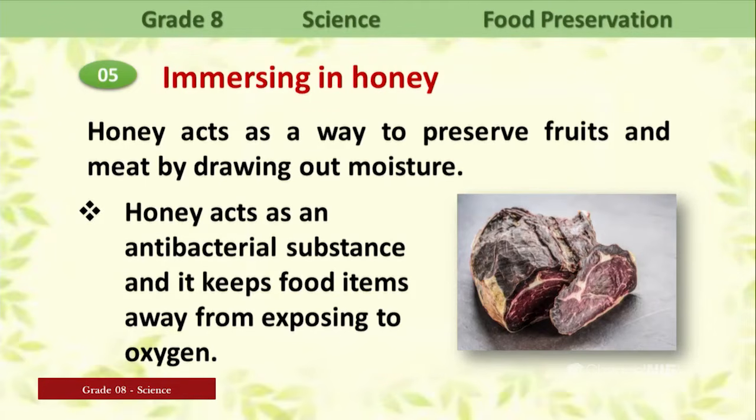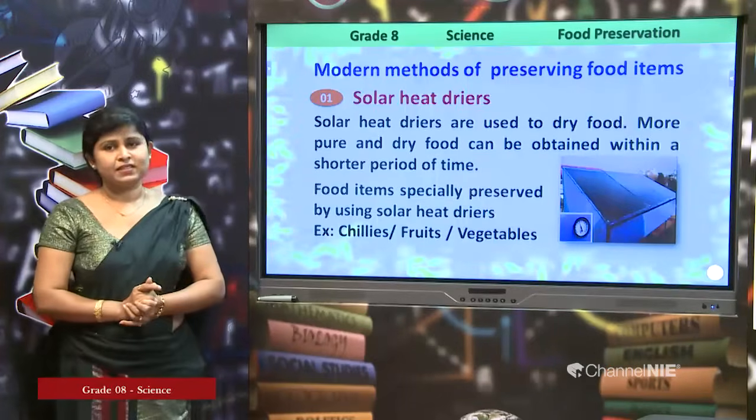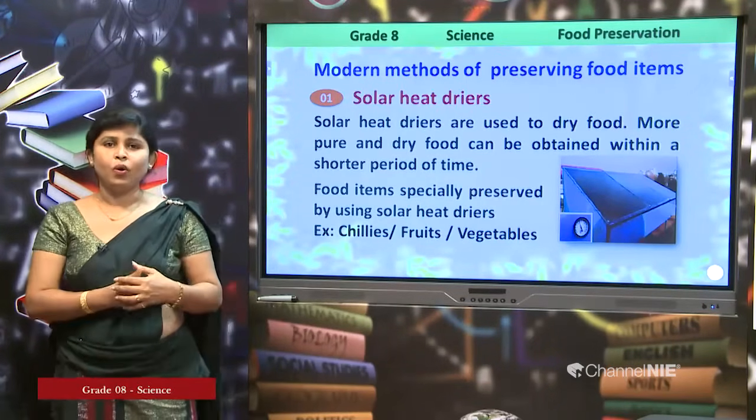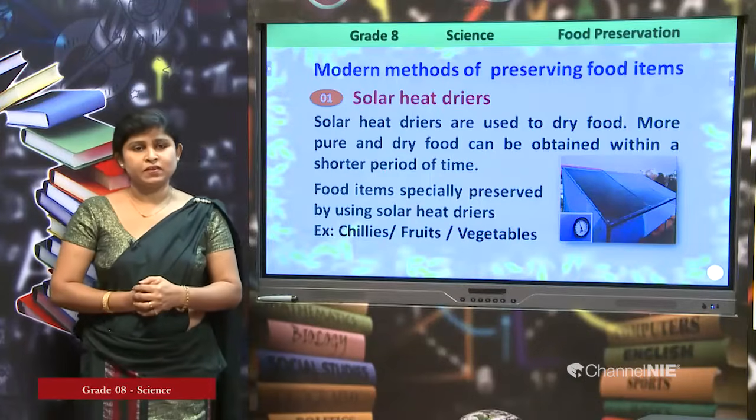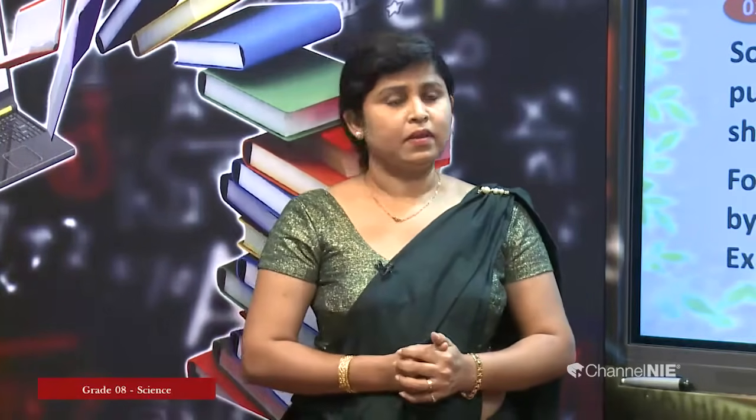When a certain food item is immersed in honey, it is not exposed to oxygen, right? Because you know the microorganisms need oxygen for their growth. So, when it is immersed in honey, the food items are not exposed to oxygen, then the food items can be preserved. Right. Now, we have already discussed all the methods of traditional food preservation. Now, we are going to talk about modern methods of preserving food items.